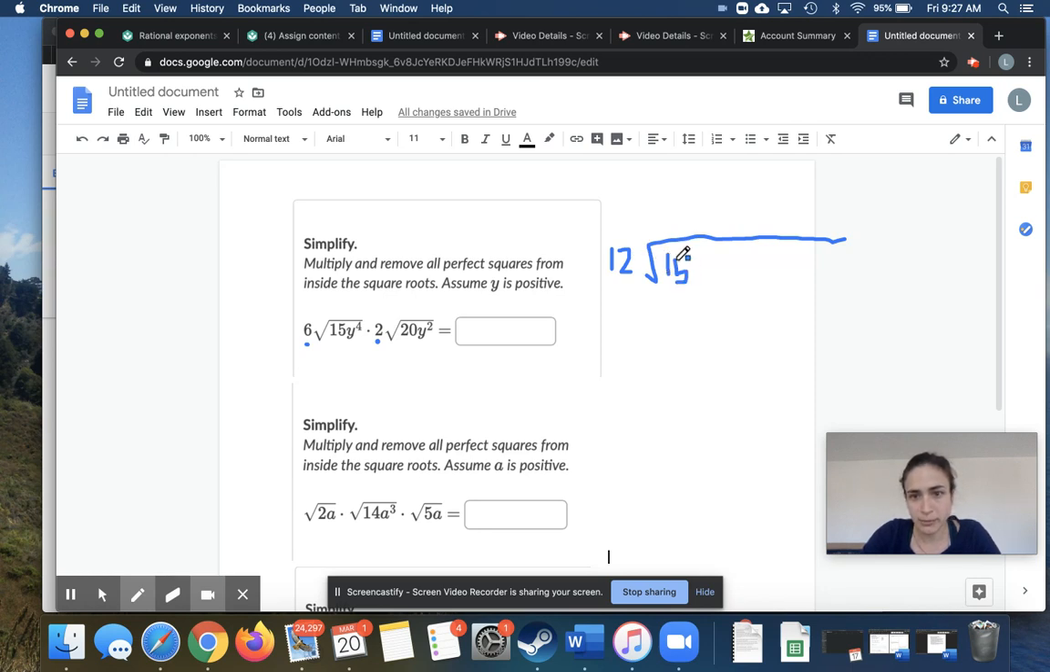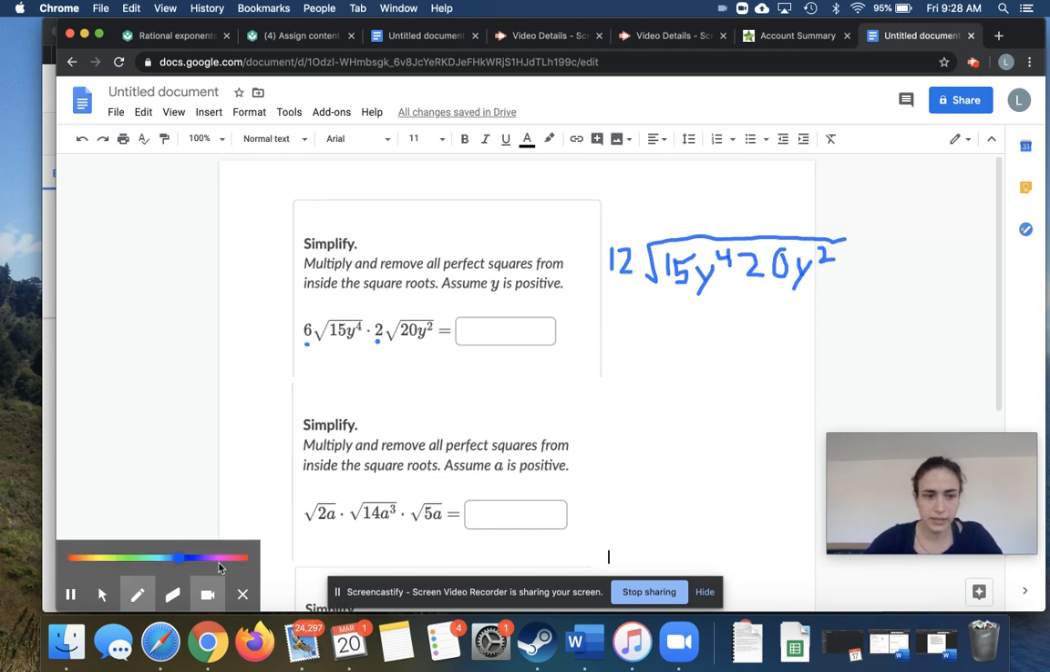Let's see if I can get my handwriting. I'm still waiting to get a mouse. So 15y to the 4th, and then we have 20y squared. Okay, so hopefully you guys can read that okay. I really wish I could do this on paper because I think it would be a little bit clearer, but that's okay. We'll work with what we have.